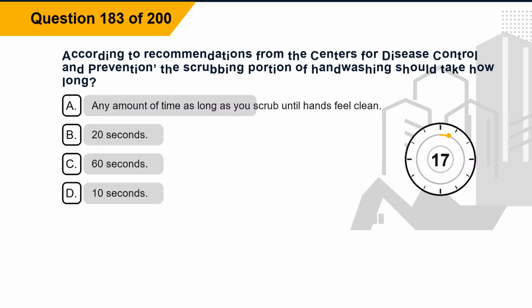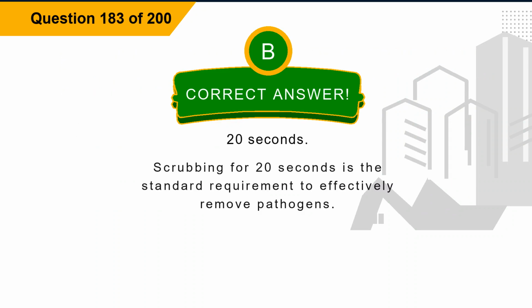Question 183. According to recommendations from the Centers for Disease Control and Prevention, the scrubbing portion of hand washing should take how long? Option A. Any amount of time as long as you scrub until hands feel clean. Option B. 20 seconds. Option C. 60 seconds. Option D. 10 seconds. The correct answer is option B. 20 seconds. Explanation. Scrubbing for 20 seconds is the standard requirement to effectively remove pathogens.